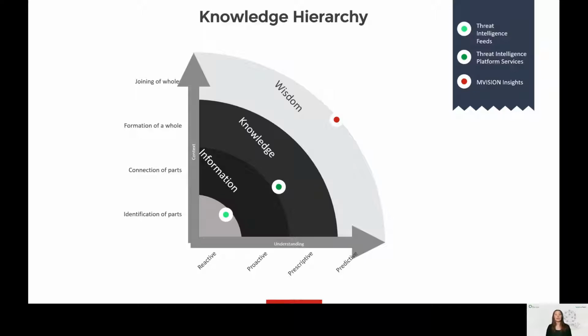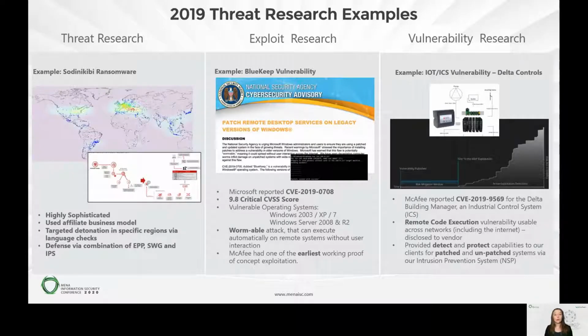In 2019, we saw some really interesting threat research examples. We saw highly sophisticated ransomware, which targeted detonation in specific regions, Sodinokibi. We saw a vulnerability which attacked legacy systems, as well as a vulnerability that targeted certain types of devices like IoT devices. And all of these exposed potential exploits that could have damaged environments significantly.